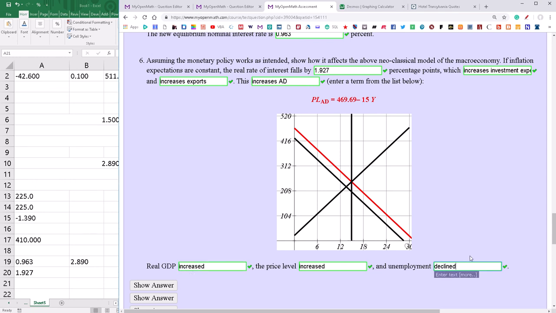So in the neoclassical model, monetary policy theoretically closes the recessionary gap, but it leads to inflation. In the Keynesian version of the model, it doesn't have any effect on inflation or prices because prices remain constant in the short run, but the monetary policy closes the gap.